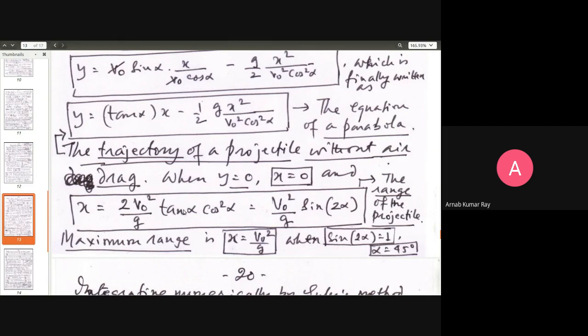Now, what is tan alpha? Tan alpha is sine alpha by cos alpha. So one cos alpha and this cos alpha will cancel, and you will have v naught squared by g, 2 sine alpha cos alpha. And 2 sine alpha cos alpha put together will give you sine 2 alpha. v naught squared by g, sine 2 alpha. That is the full range of the projectile, right?